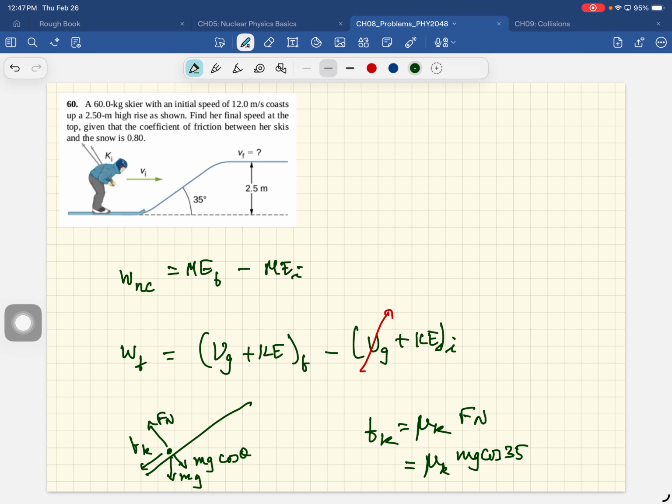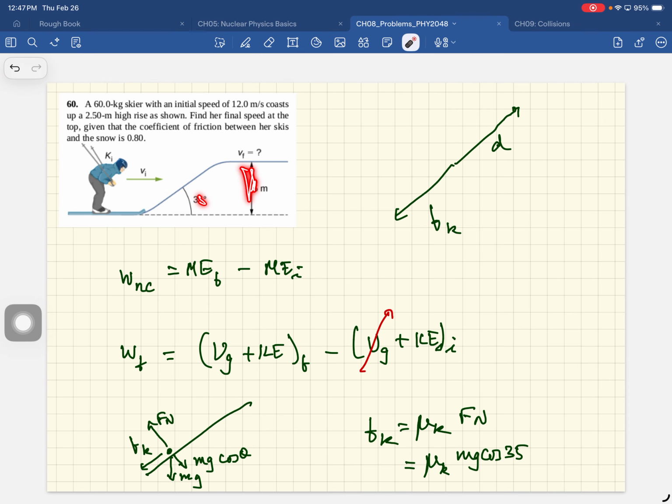Okay. And there is the friction force. And there is the distance. Do we know the distance of the slope? Yeah, you know it because you're given this angle and you're given this side. Sine 35 is this guy or that, so you can calculate that. Okay. So the hypotenuse is, sine is, yeah.